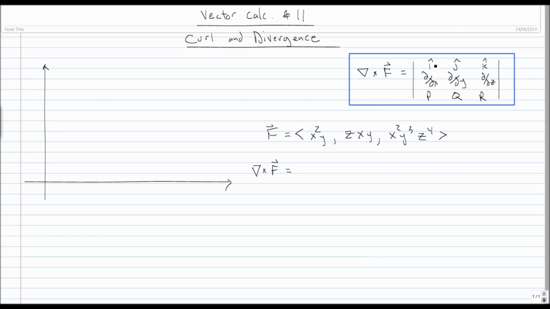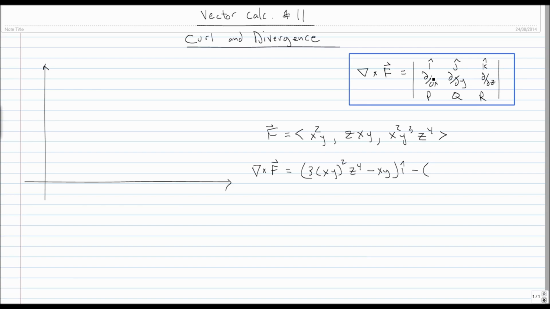So in the i direction, we would have the partial of the z component here with respect to y. So it would be the partial of this guy here with respect to y, so that would be 3xy squared, and then we would subtract from that the partial derivative of the y component with respect to z. So that would be this guy right here. So we have something like that, and that would be in the i hat direction.